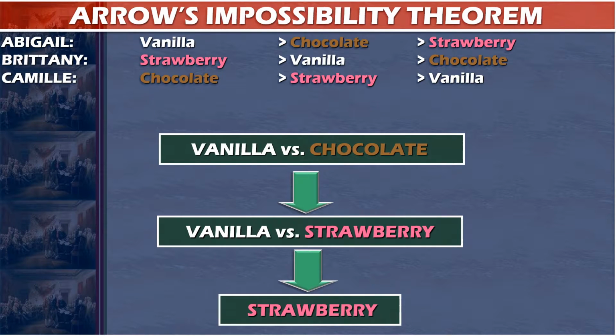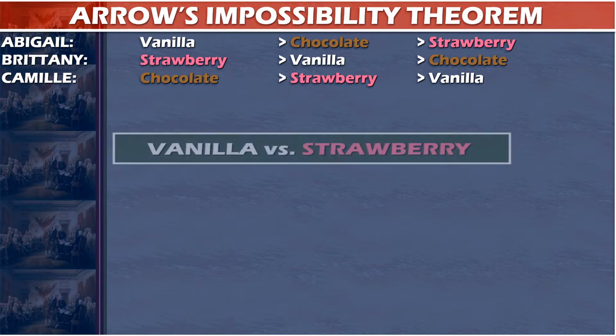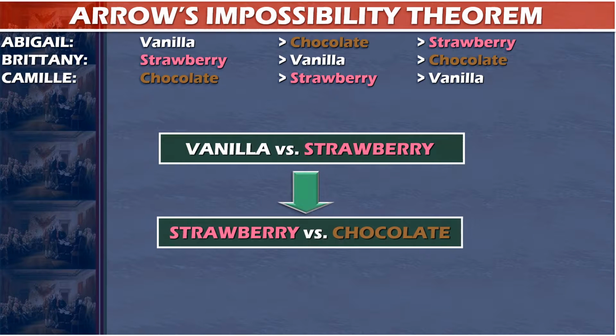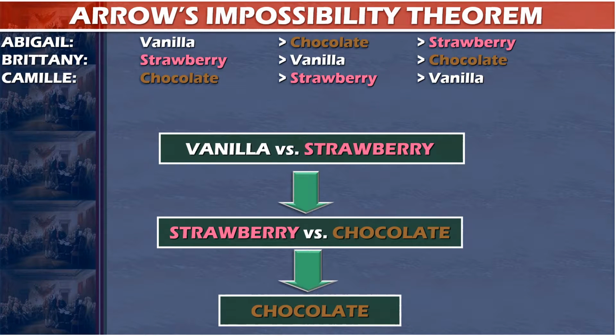Now, this might seem to be a reasonable way to make this choice, but if we change the order, we can get a different outcome. For example, if we have vanilla versus strawberry, we know what happens here. Strawberry is going to win. Let's put strawberry versus chocolate, but in this case, chocolate wins and we get a different outcome. So if we change the order by which we consider our choices, we can actually change the outcome of a democratic process, even though no one changed their mind and everyone has the same amount of power.